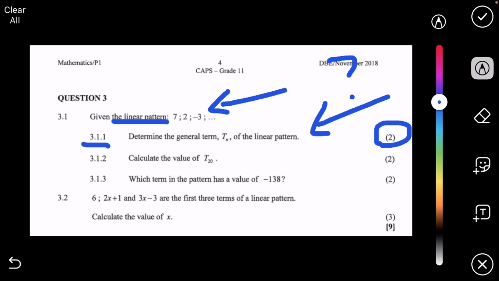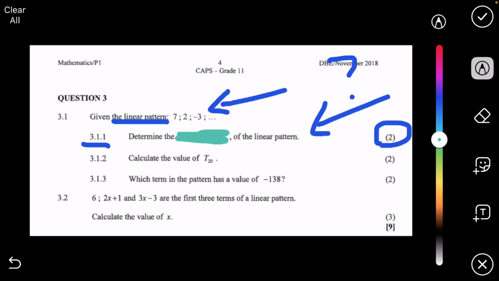When I say it still makes sense, it means that with some of those words removed, you can still answer the question. But now, which words, when removed, mean you won't be able to answer the question? Let me see. What if we remove those words? We remain with determine the of the linear pattern. Can you see? With those words removed, this question won't make any sense.